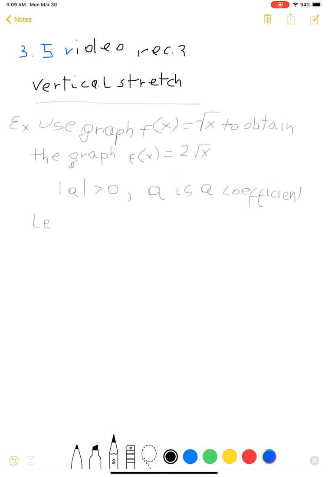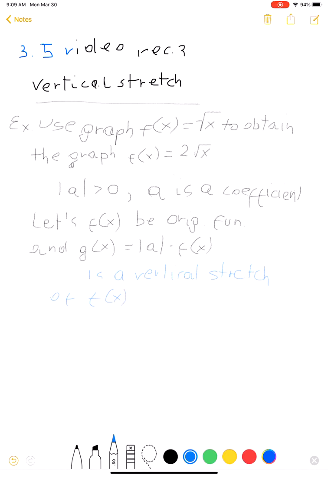Okay, so let f of x be the original function, and g of x equals the absolute value of a times f of x is a vertical stretch of f of x by coefficient a only, if the absolute value of a is greater than 0.